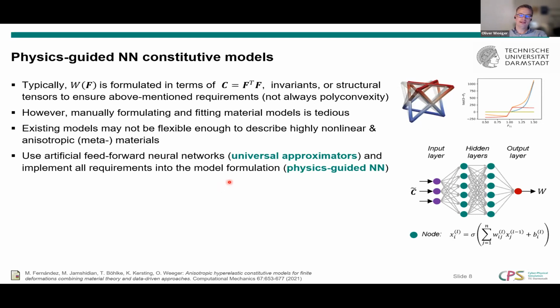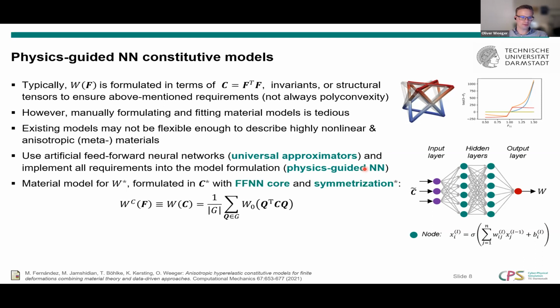Since it is so difficult to get flexible constitutive models, our idea, and many others have had this idea before, is to use feed-forward neural networks because of their universal approximation capabilities in order to represent constitutive models. And in our case, we want to do this in a physics-guided way, which means ideally we want to fulfill all the conditions that I mentioned on the previous slide by construction of the model. And so far, nobody has done this before.